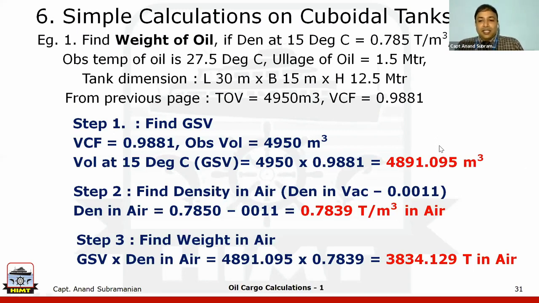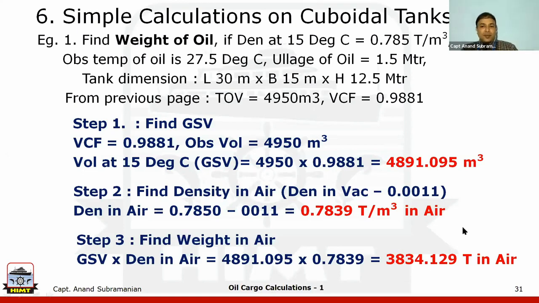That means this step is, at least in principle, correct. Now, the next one is 4891, that is the volume. The density is less than 1. That means if I multiply by this factor, the weight will be much lesser than this value. That is 3834.129. Okay, so that is the final answer. That's your answer for this question: the weight of the oil is 3834.129.